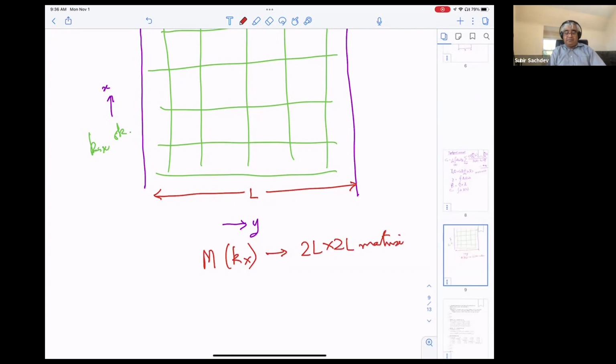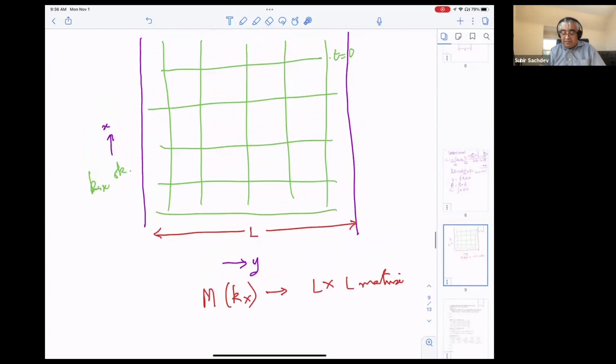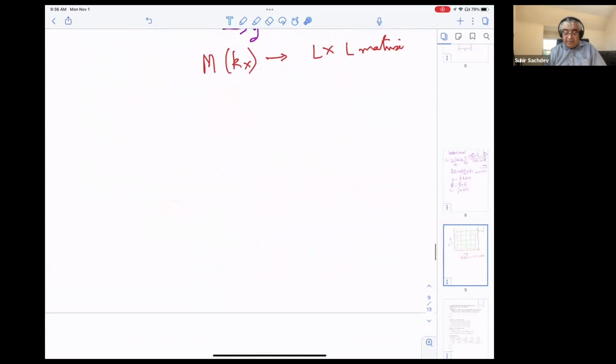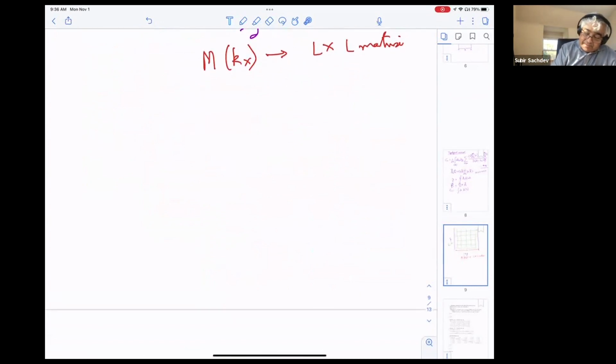Sorry, it won't be 2L by 2L, it'll be an L by L matrix, because there's just one state on every site, but there's no translational symmetry along the y direction. But it'll be a function of kx. So what will the spectrum look like as a function of kx?